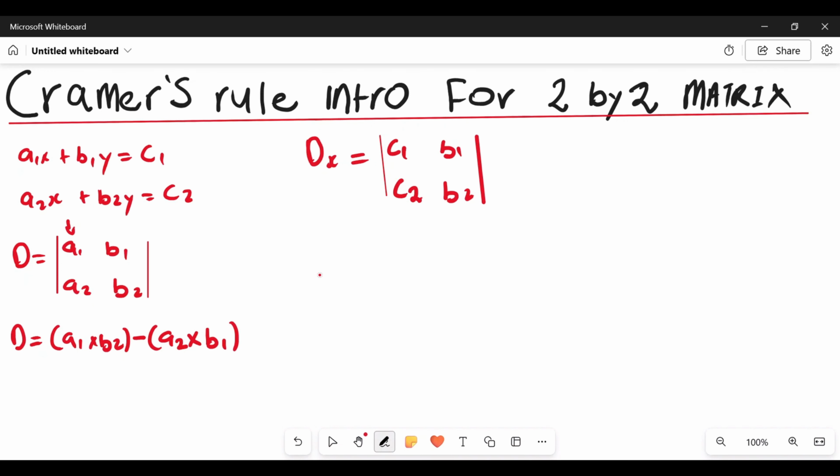And then from there we continue, we calculate by doing the following. We multiply the first entry with the last entry, which is c1 multiplied by b2, minus the product of the second entry, which is b1 multiplied by the third entry, which is c2. So this here is going to give us our determinant for x. As for the determinant for y, we're going to do a similar thing to what we did then.